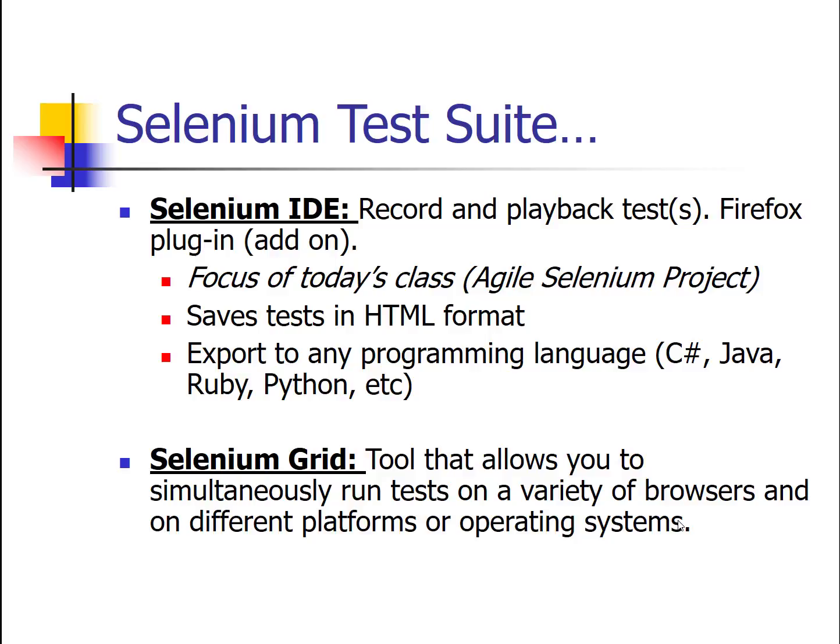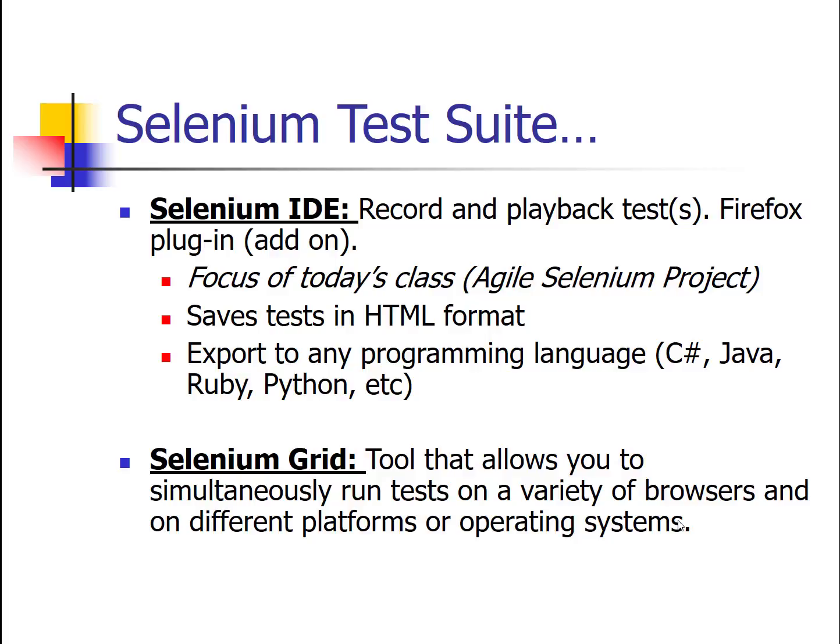And finally, you have Selenium Grid, which is a tool that allows you to simultaneously run tests on a variety of browsers and on different platforms or operating systems. For example, a company might design a web application and want to make sure it can run on IE, Chrome, and Firefox, for instance. There's a variety of browsers. And at the same time, they want to make sure it can run smoothly on a Unix platform or Linux or perhaps on a Windows platform.